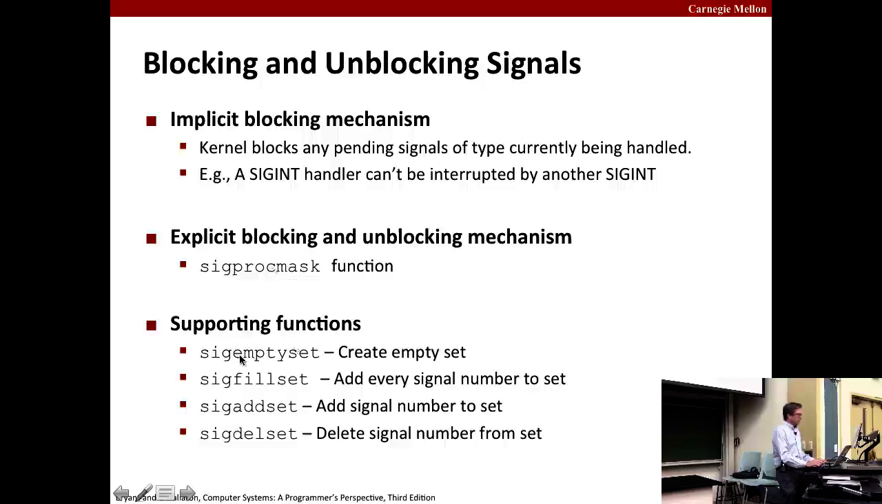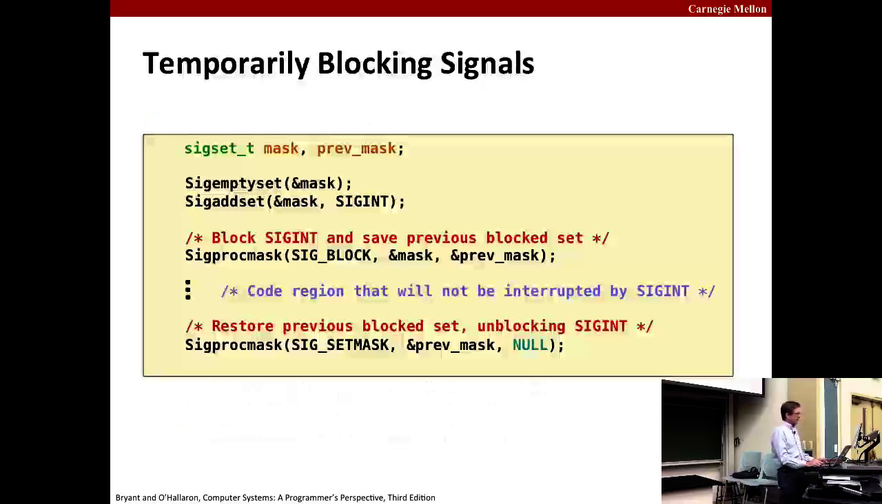This allows you to block and unblock a set of signals, and then there are some support functions that allow you to create those sets. So just think of these as bit vectors, and these functions will set and reset the bits in those bit vectors. So let's see how we can use sigprocmask to temporarily block and unblock a signal. This is going to turn out to be very important for you when you're working on your shells, which is your next lab assignment.